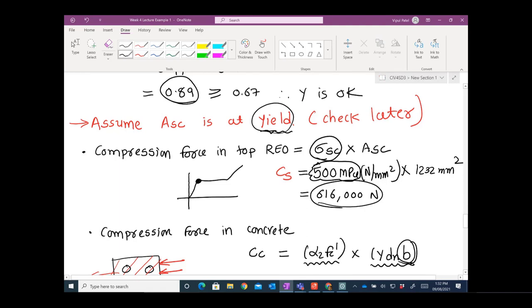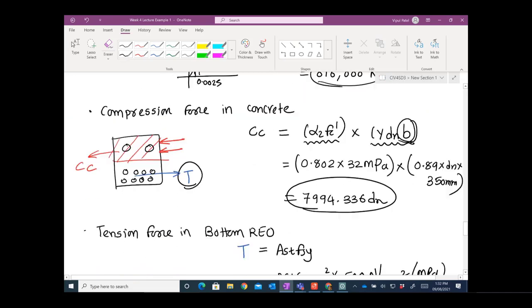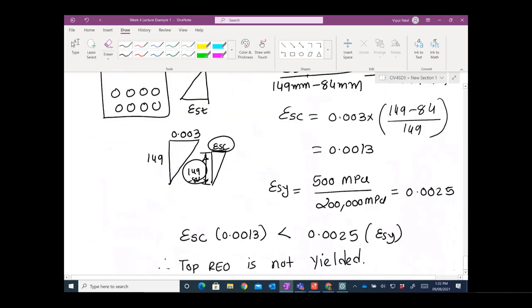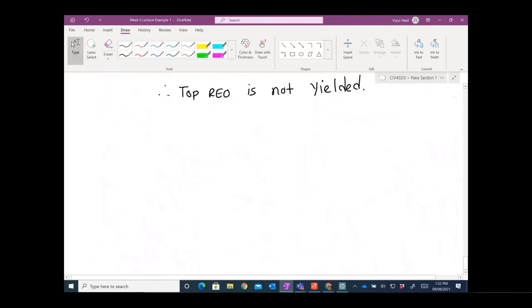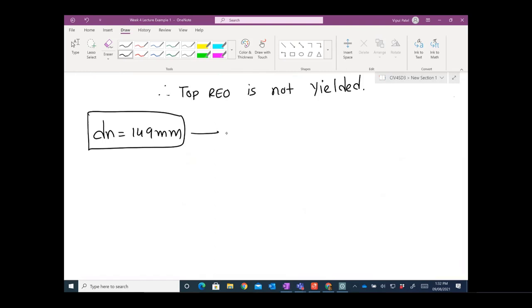This is at this point where you have 500 at 0.0025, but we have not yielded. We have somewhere here. We don't know where. So this DN value cannot be considered because the top rio has not yielded. So now what do we do? Now let's try to assume some DN value. Let's say we started DN at 149 millimeters. That was the starting point when we assumed that top rio had yielded, and it did not work out.